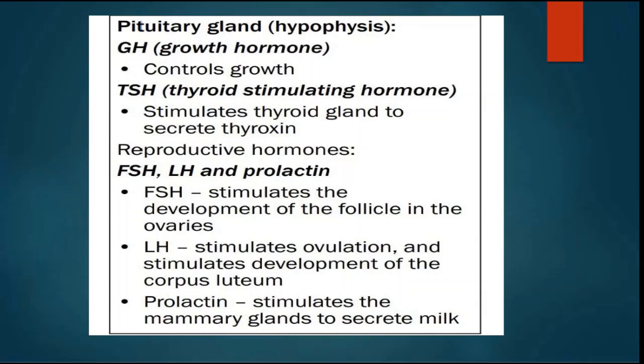So let's look at FSH. It is secreted by the pituitary gland. Its function is that it stimulates the development of the follicle in the ovaries. LH stimulates ovulation and stimulates development of the corpus luteum. Prolactin stimulates the mammary glands to secrete milk.